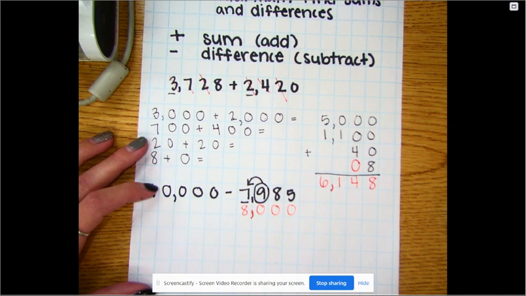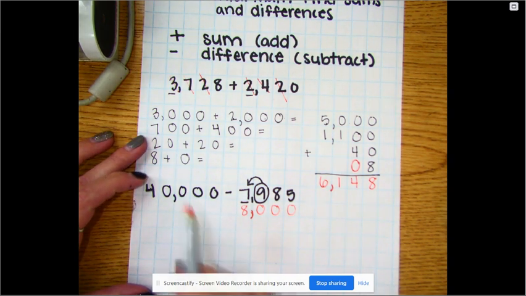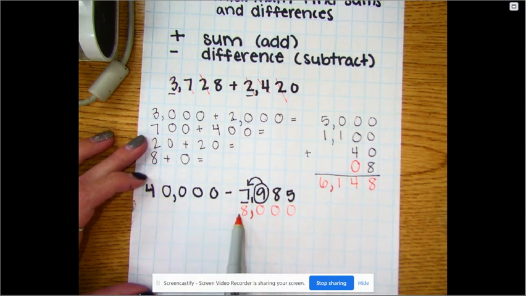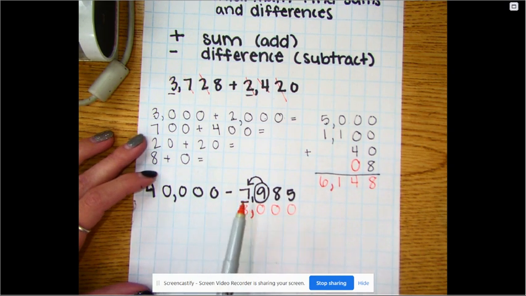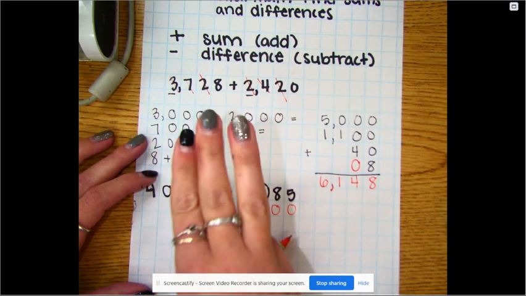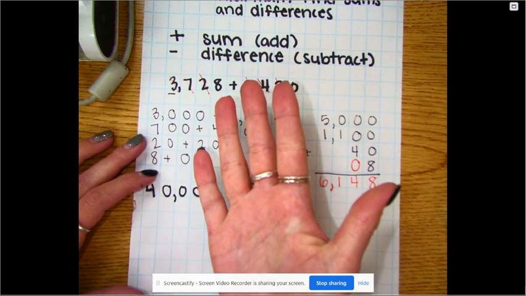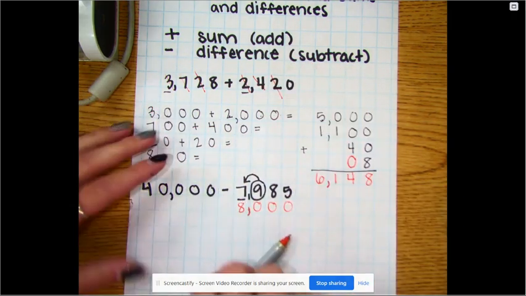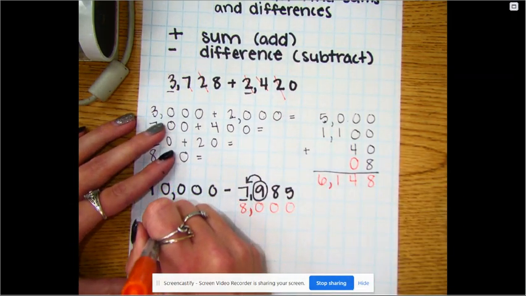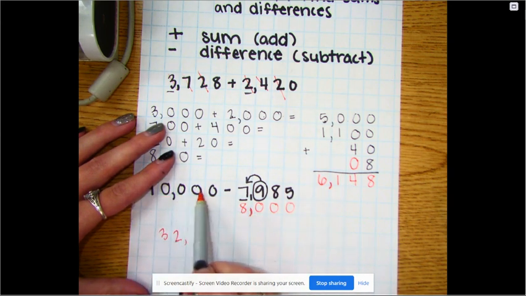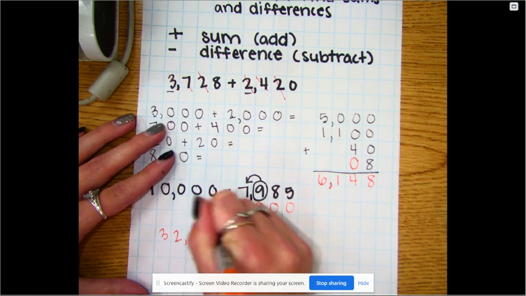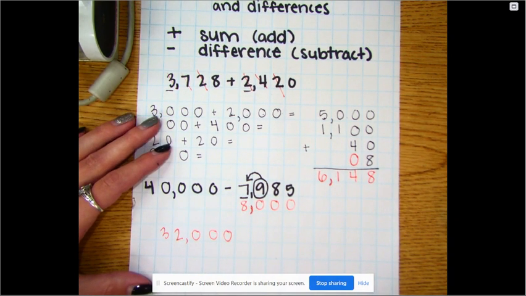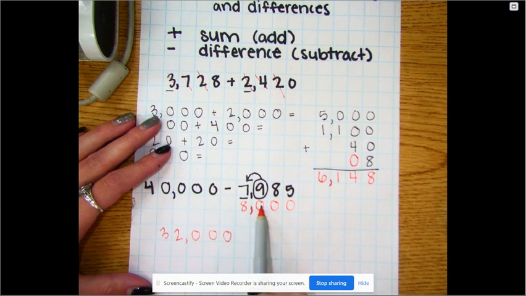Okay, 40,000 take away 8,000 seems much more doable. And I can just count back 40, take away 8. So 40, 39, 38, 37, 36, 35, 34, 33, 32. So 32 is going to be my digit. And then I have 3 zeros that will follow. 32,000. Now I'm just close. I'm not exact yet, so I need to get a little bit closer.